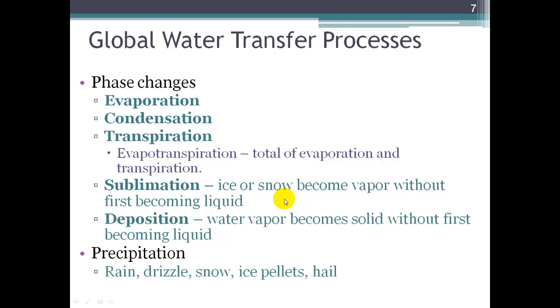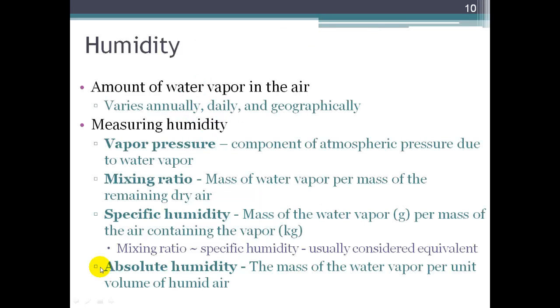Sublimation is the process of ice or snow, so water in its frozen state, becoming vapor without first becoming liquid. And deposition is the opposite, water vapor that becomes frozen without first becoming liquid. Another process for transferring the water is precipitation in all of its forms: rain, snow, etc.